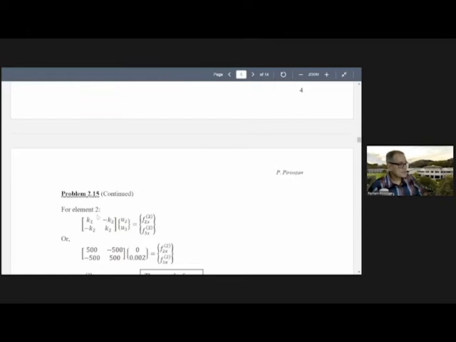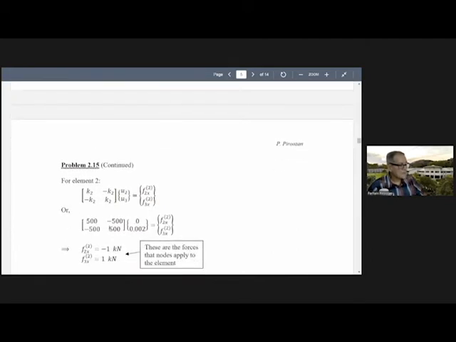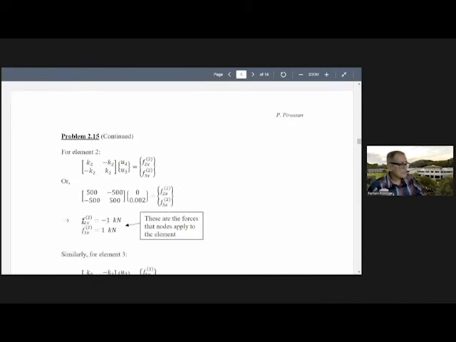This is the element stiffness matrix for element 2. Displacements would be for node 2 to 3. Element 2 goes from node 2 to 3, and these are the forces. And plug the numbers, very similar to element 1, and multiplying, we get force at node 2 in the x direction, negative 1 kilonewton, and at node 3, 1 kilonewton. And do it for element 3.